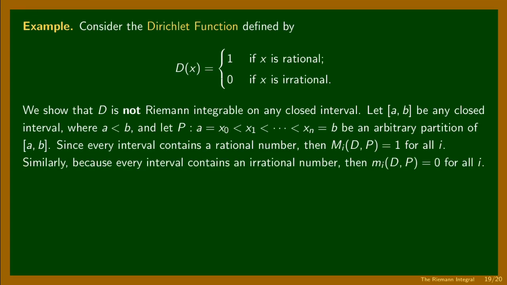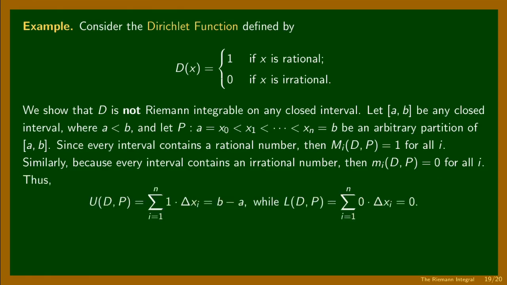And of course, dahil naman sa bawat interval may irrational number din, yung function mo magre-reach palagi ng value na 0 sa interval na yan. So, it will always achieve a value of 0. So, ang infimum mo ay 0. Dalawa lang naman, 0 and 1. Ano yung infimum ng set na yun? 0 for all i. So, yung big M natin ay 1 palagi. Yung small m natin ay 0 palagi.